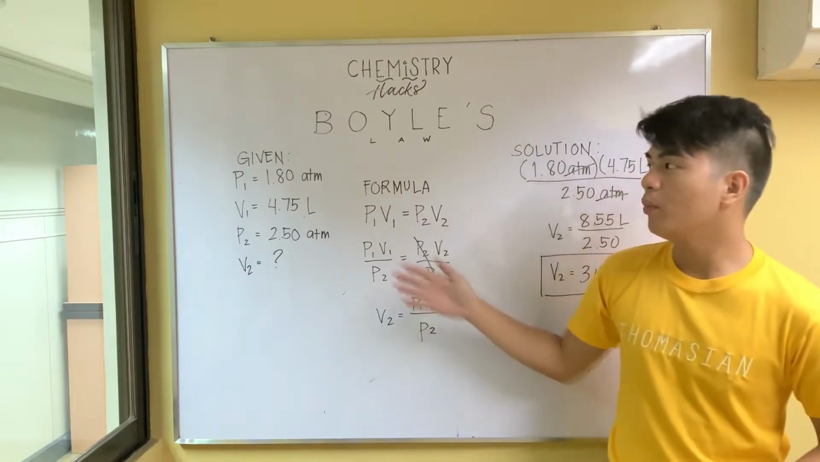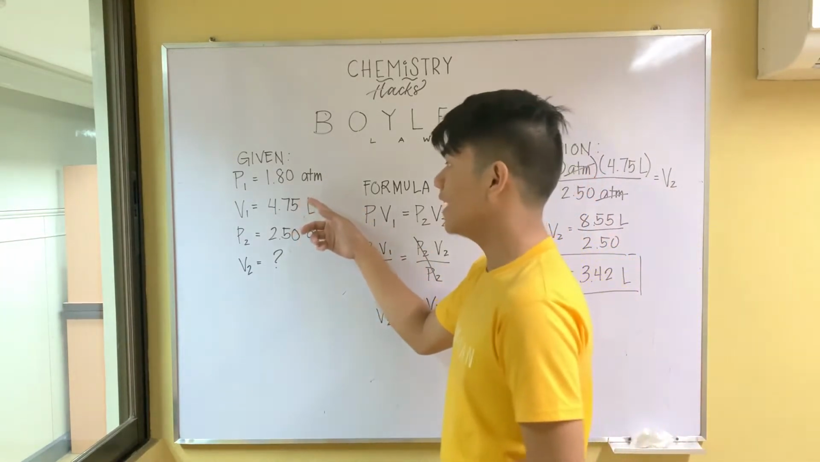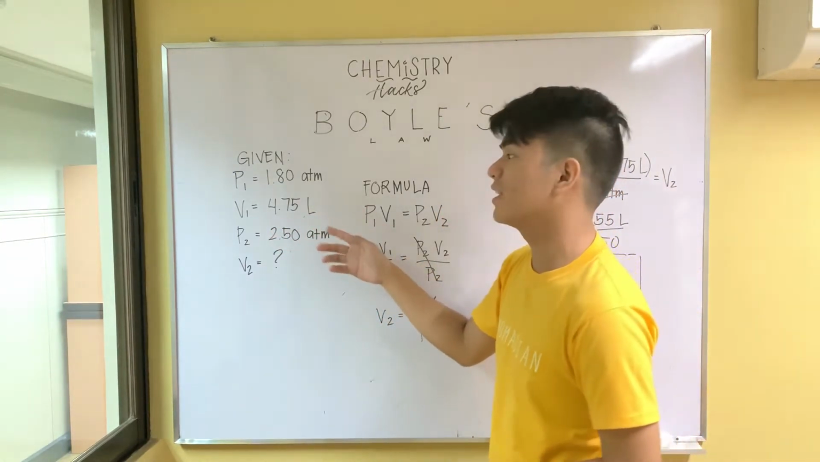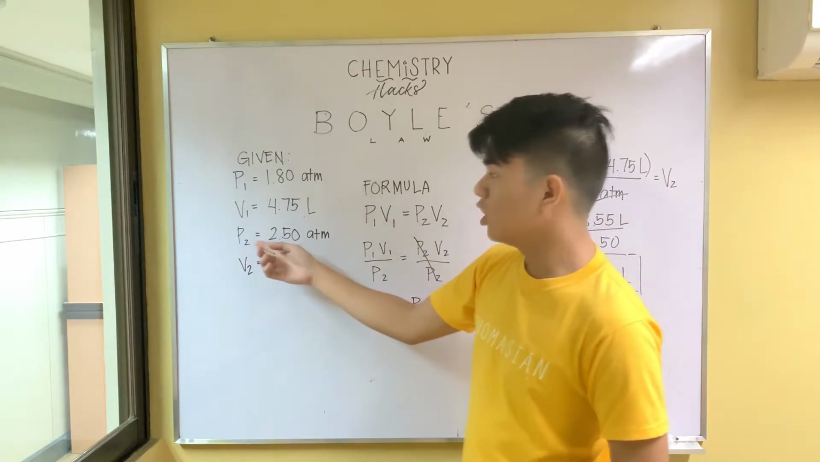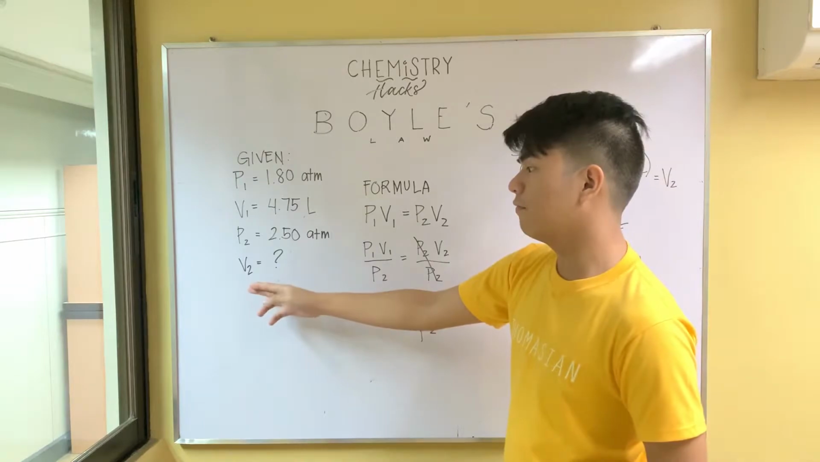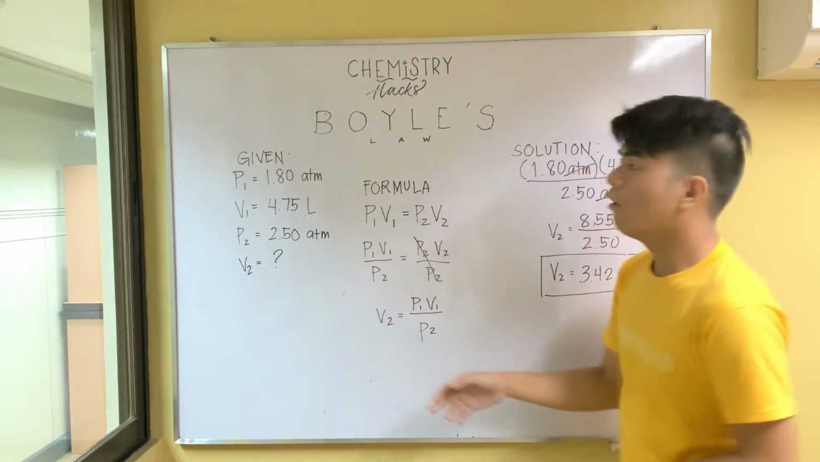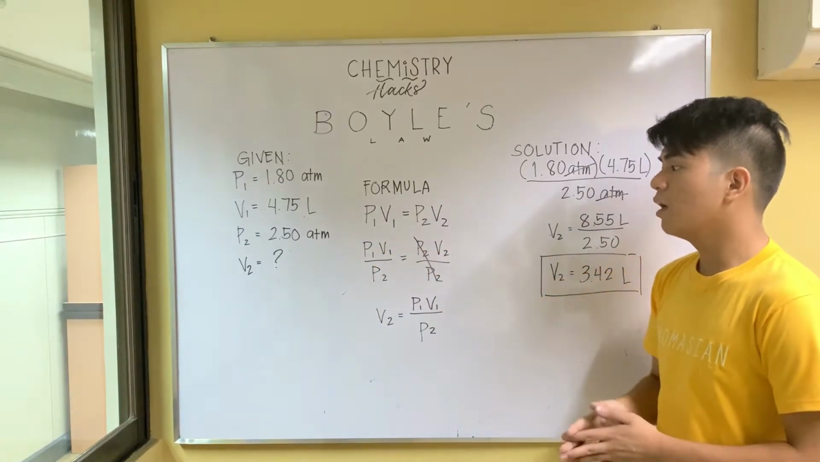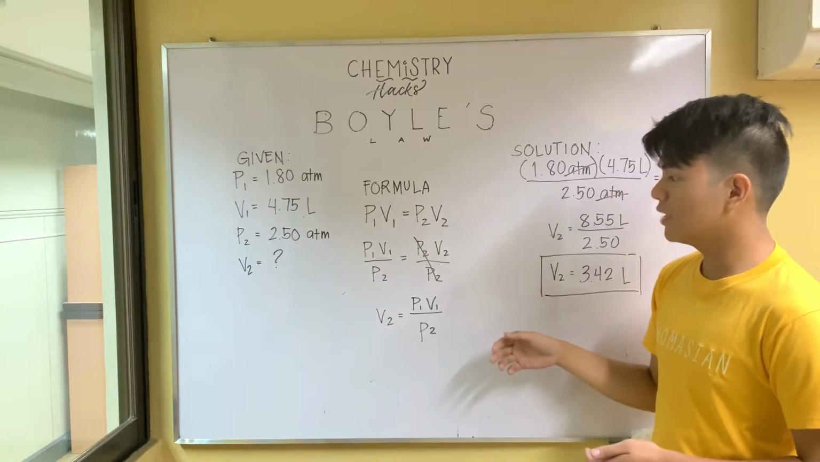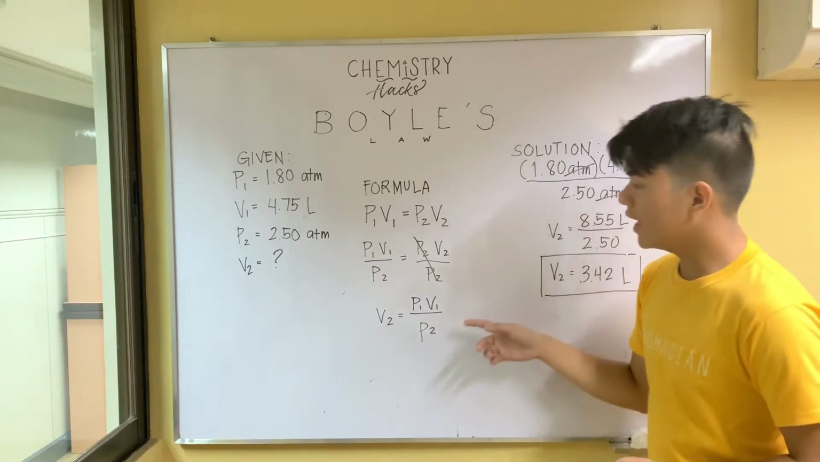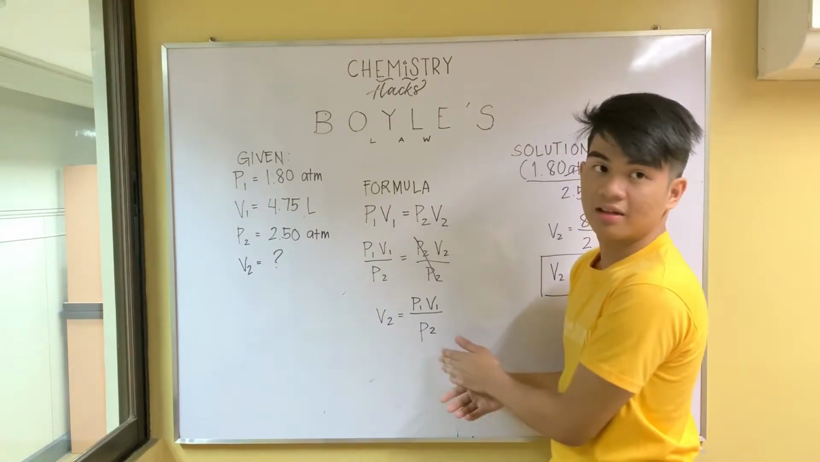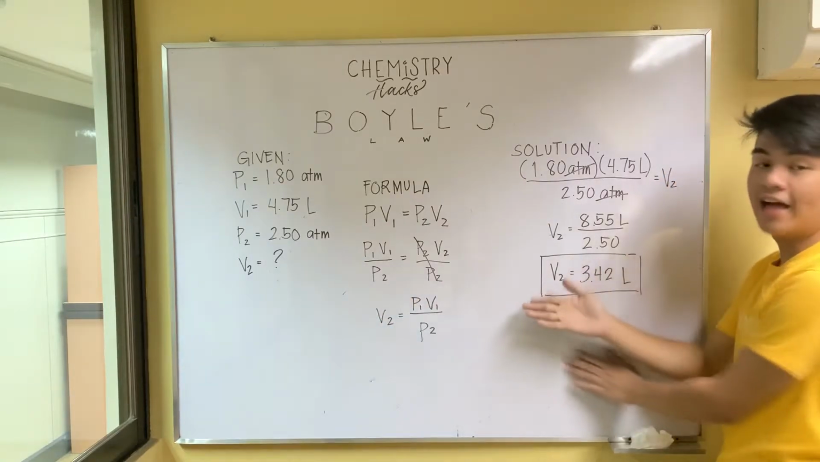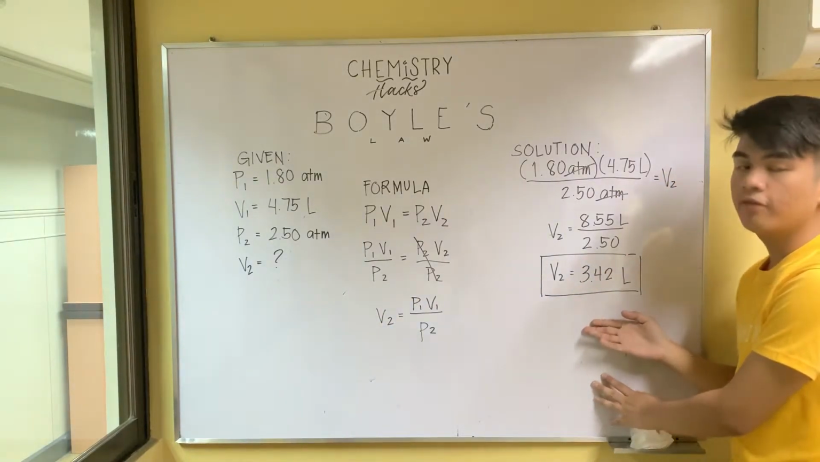So now let's solve. We are given pressure 1, 1.80 atmospheric pressure, with its corresponding volume, which is 4.75 liters. Next, pressure 2 is 2.50 atmospheric pressure, and volume 2 is unknown. To solve this, we use the formula P1V1 is equal to P2V2. We divide both sides by P2 so that we can isolate V2. Next, we are left with this formula. Now, to the solution. Just substitute the values that we have here, and this is your answer. The volume is equal to 3.42 liters.